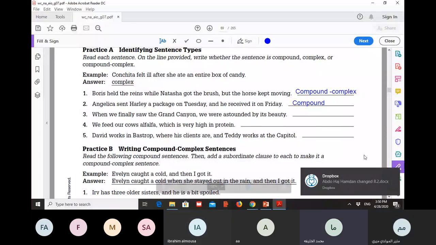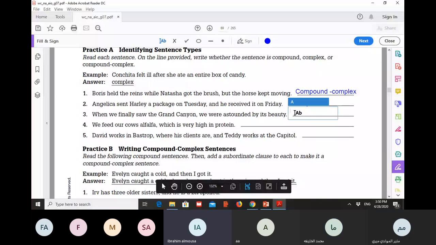Can I say? "We were astounded by the beauty." This is a supporting clause. A subordinate clause is a clause that cannot stand by itself because it is meaningless. But when we say "we were astounded by its beauty," does this give meaning or not? It gives meaning. Yes. Ali, what is the subordinate clause?